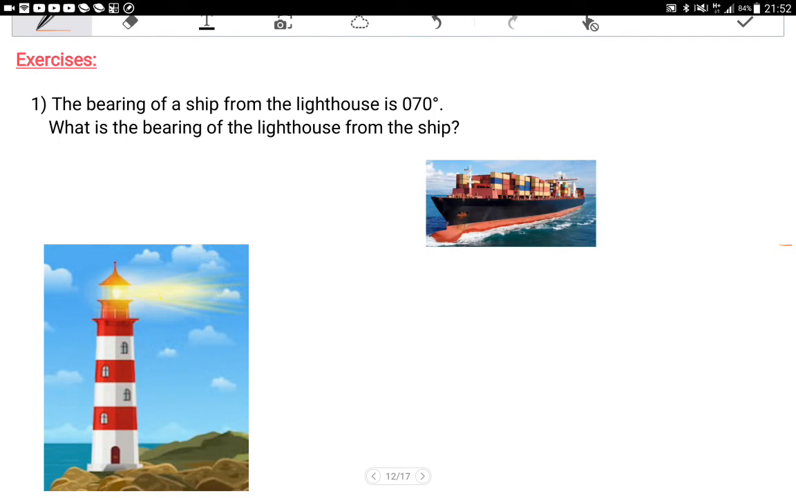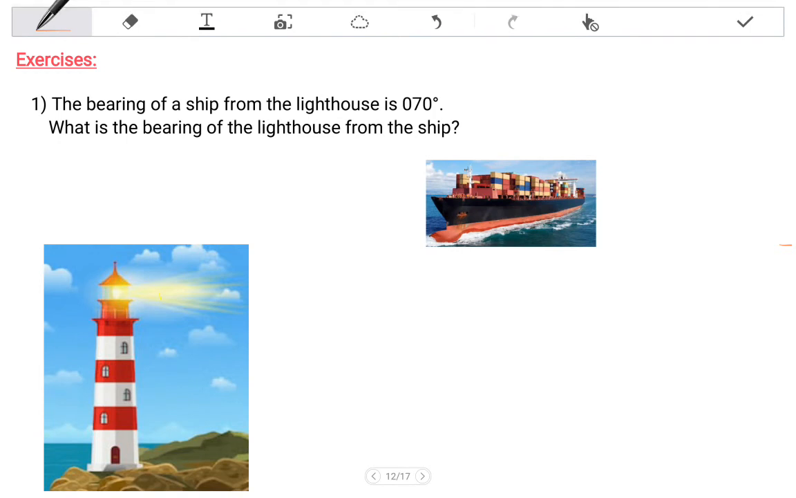Let's solve more exercises about bearings. Question 1. The bearing of a ship from the lighthouse is 70 degrees. What is the bearing of the lighthouse from the ship? Let's figure it out. Let's say this is the position of the lighthouse, and I will use capital L for lighthouse and capital S for ship. So suppose that the lighthouse is here.